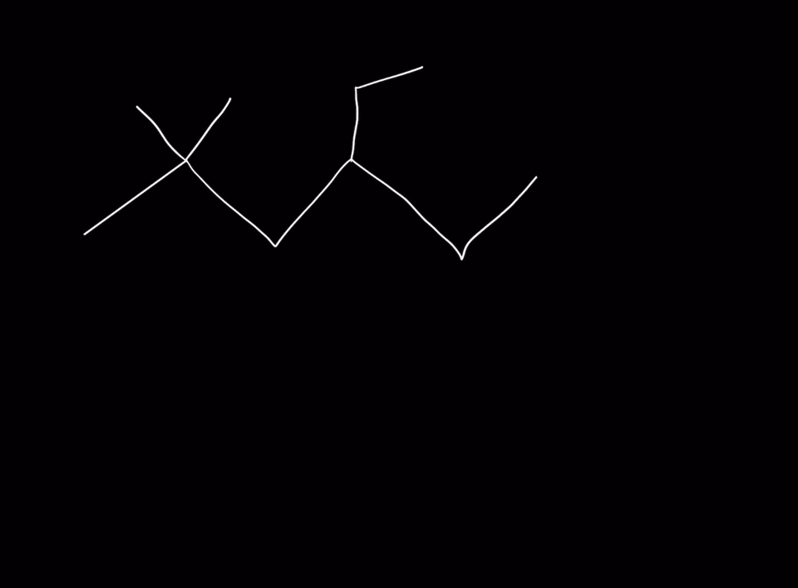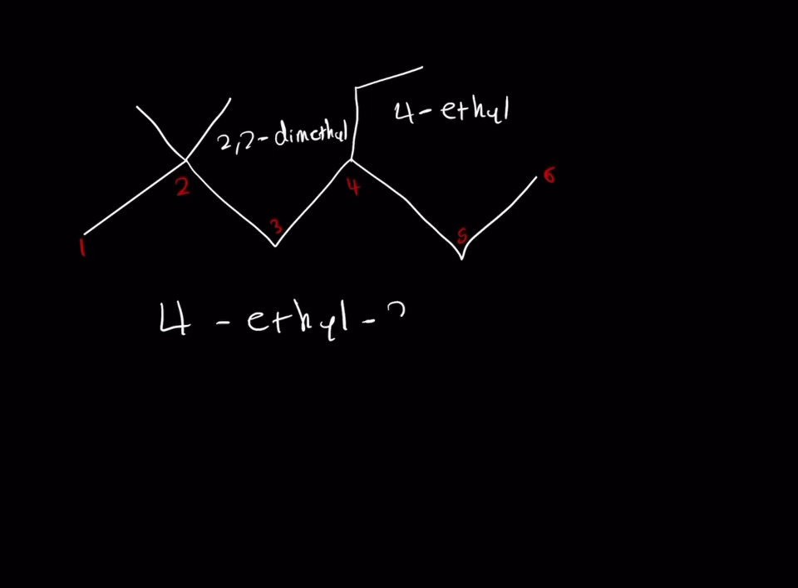Now let's do the last problem in this video. So if we count from left to right, we're going to get the lower numbers on the substituents. And we can see that we have a 4-ethyl and a 2,2-dimethyl. So if we were to write this, you would write 4-ethyl 2,2-dimethyl, and then the parent chain is a hexane because we have 6 carbons.